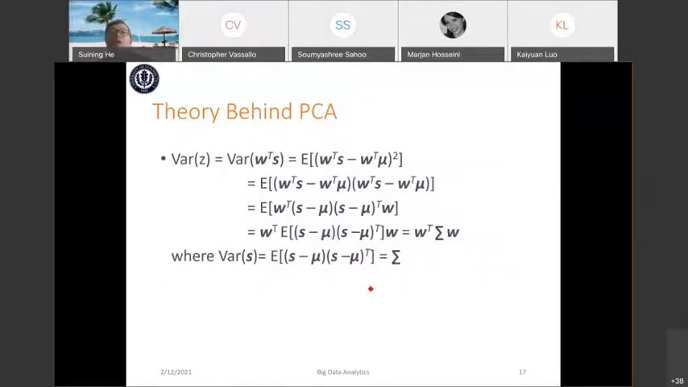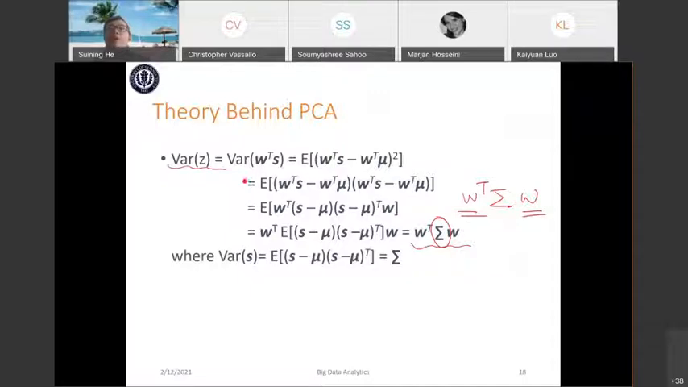And the theory here is the variance here, and we can prove that it equals the covariance matrix. So the variance of Z can be proved as W transpose times the covariance times W, and the W here is actually what we are interested in.